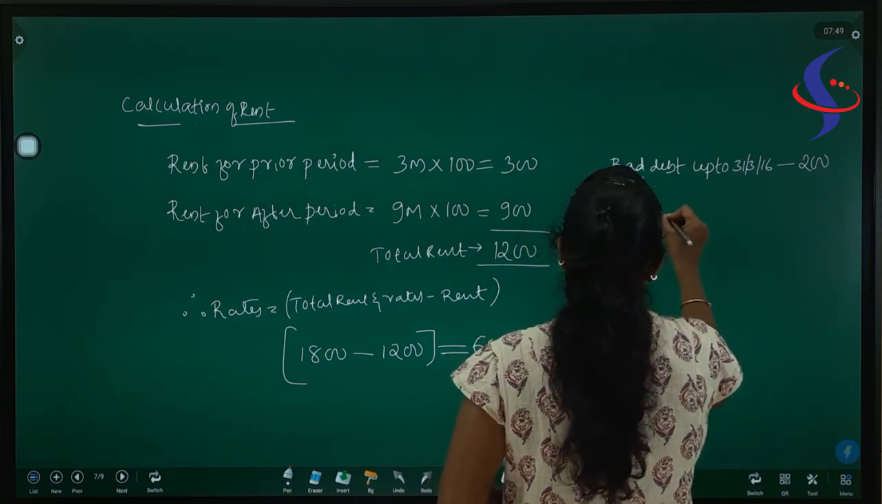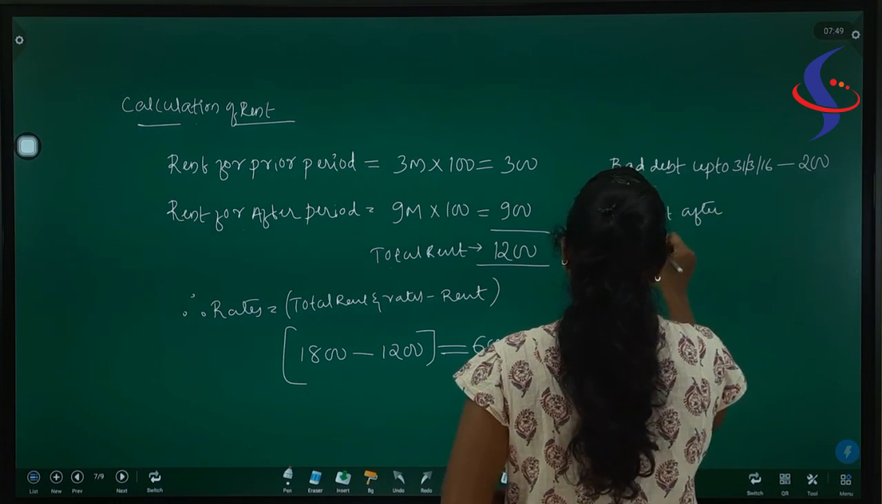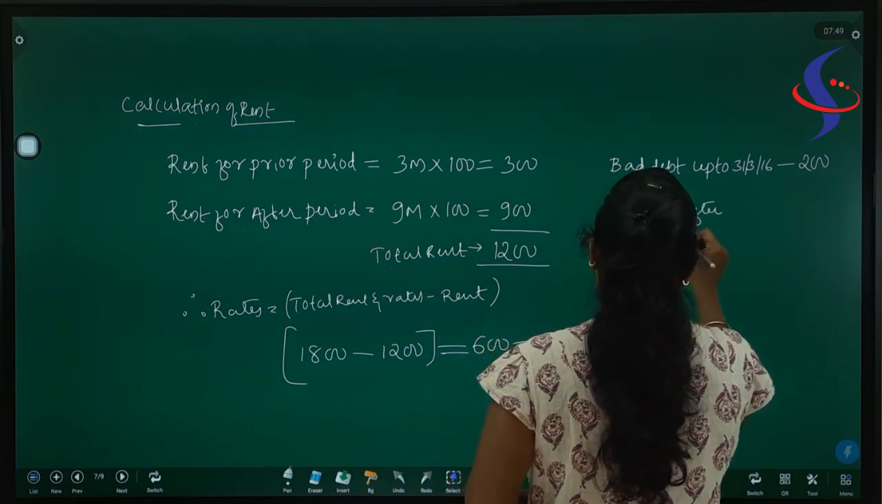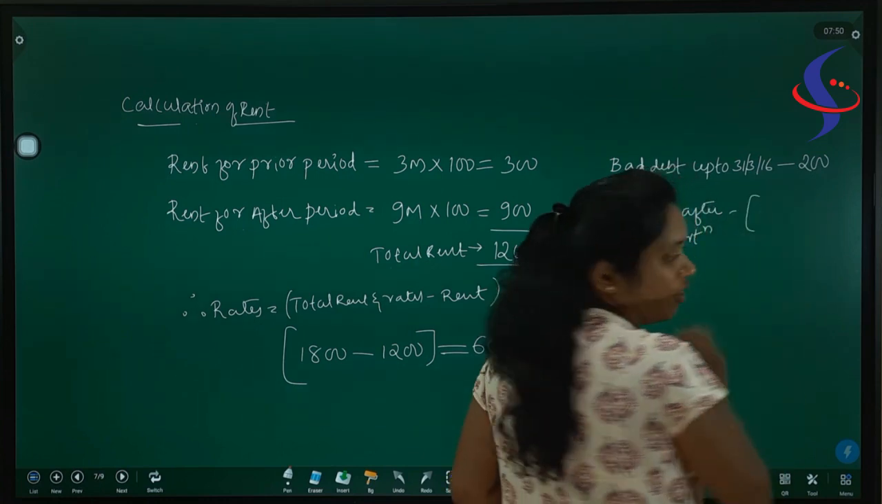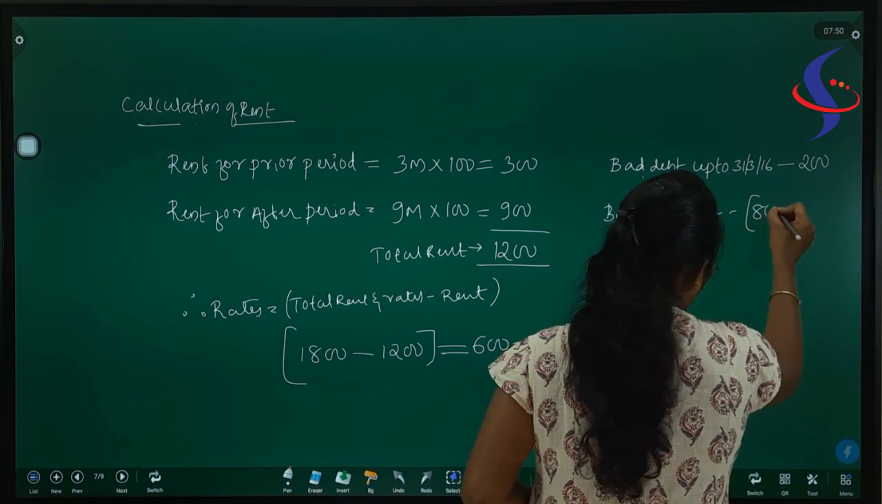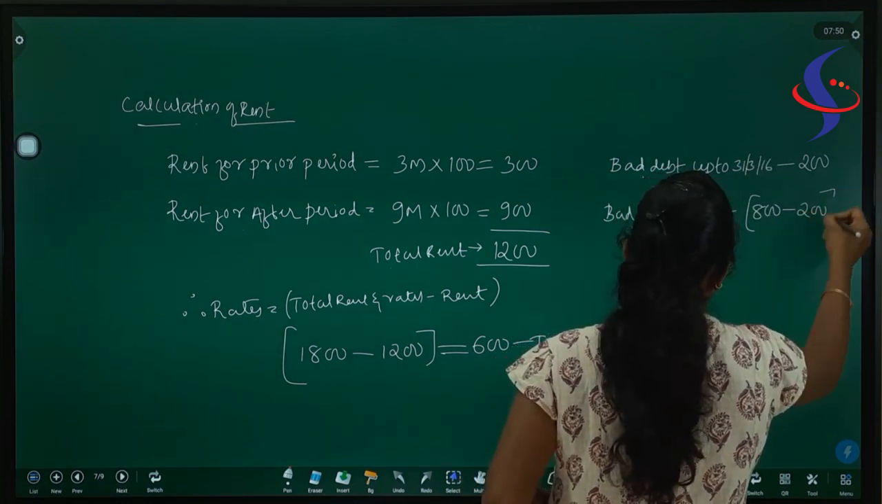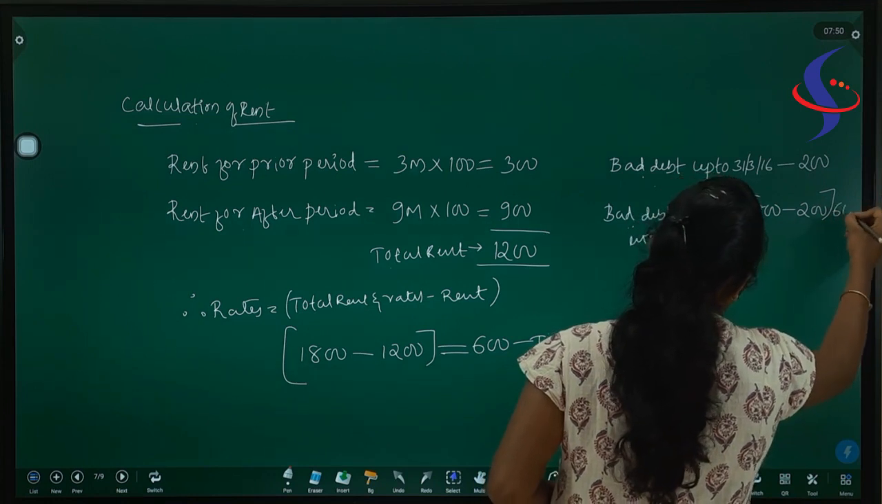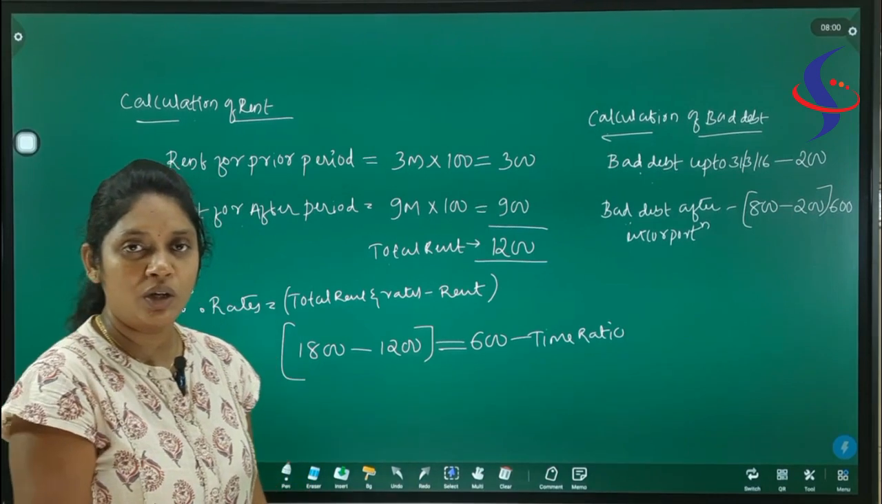Bad debt after incorporation? Simple, from the total just remove the prior period bad debt, then you will get the after period bad debt. What is the total bad debt? We just now saw it as 800. From this 800, if you remove the 3-month bad debt, whatever comes, that will be 600, and that is the bad debt after. This is the bad debt calculation.